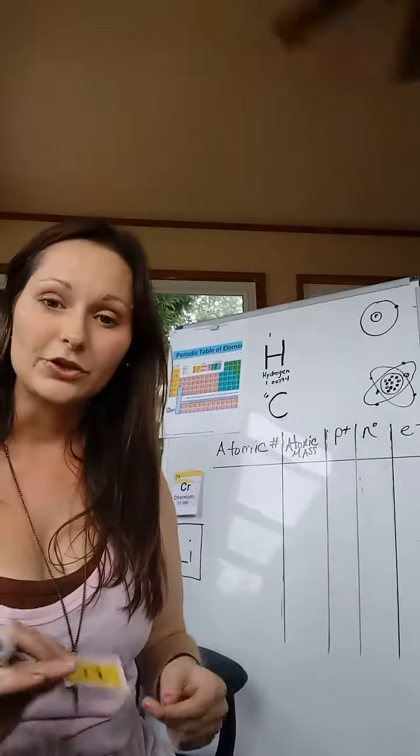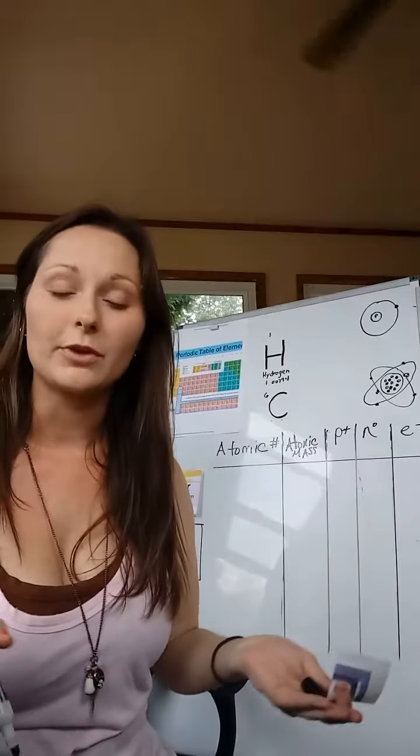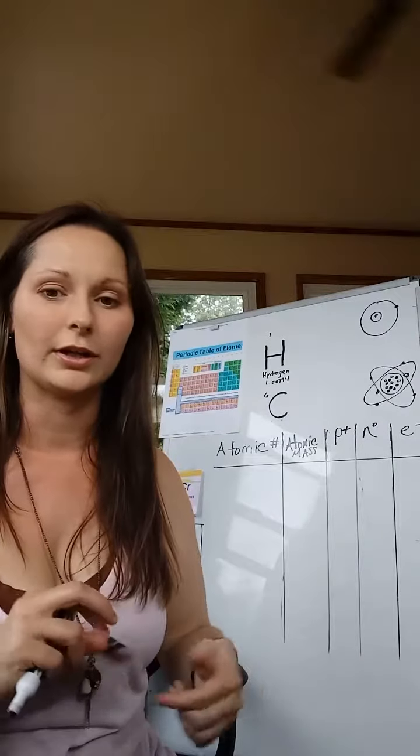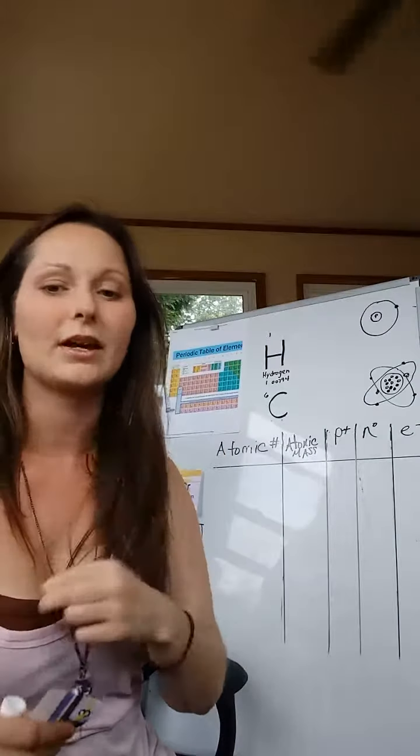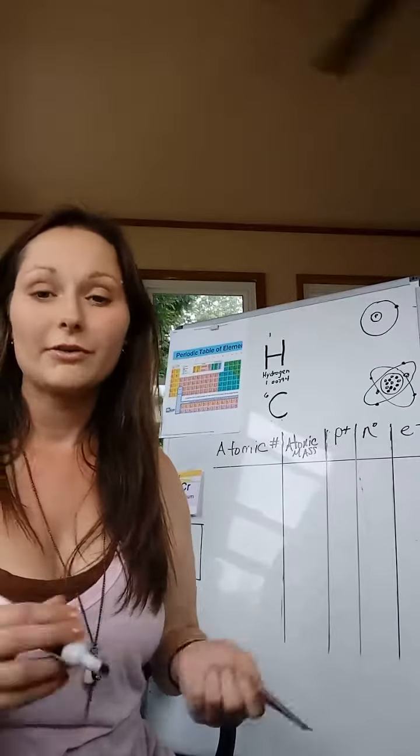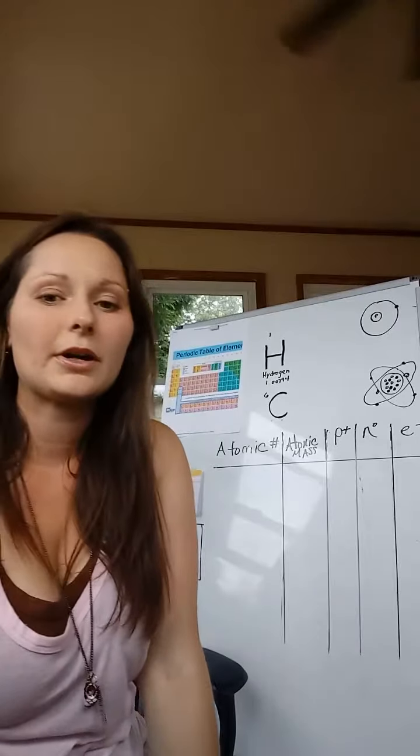Chromium is one of our transition metals, and that means that its outermost electrons are located in its d-valence shell. They're not overly stable. Most of them tend to be isotopes. It is very, very important to know where things are located on your periodic table.